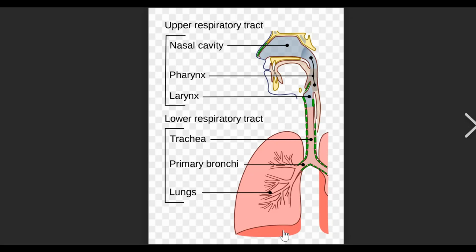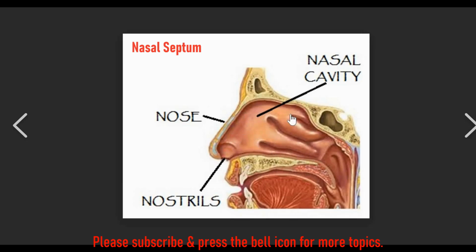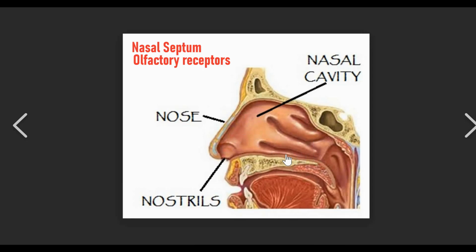Now let's look into each respiratory tract. Here is the nasal cavity, and air enters through the nostril. The opening of the nose is called nostril or nares. Through nostril it enters into a cavity called nasal cavity. The nasal cavity is divided by nasal septum. Inside the nasal cavity there is olfactory receptors. This olfactory receptor helps in the sense of smell.